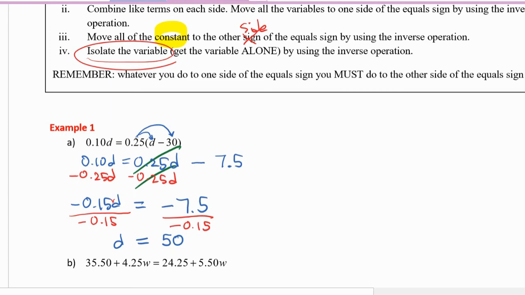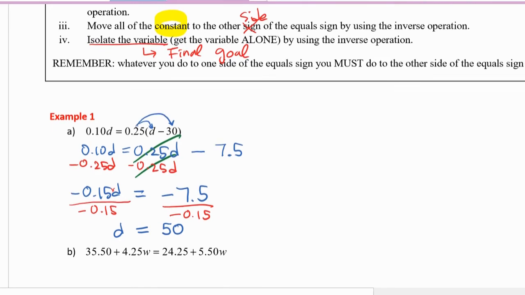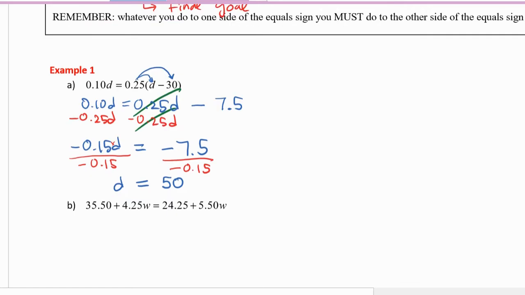Isolate the variable on one side. This is our final goal. Always, when you solve equations, you have to think about the final goal, that is to isolate the variable. Okay, remember, whatever you do on one side of the equal sign, you must do the same thing on the other side. Next.